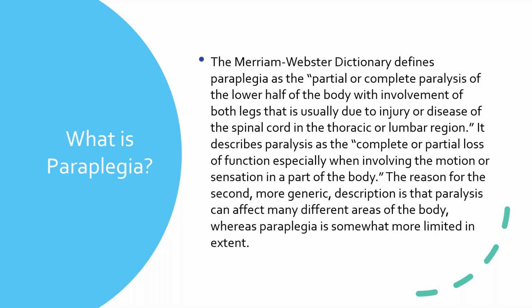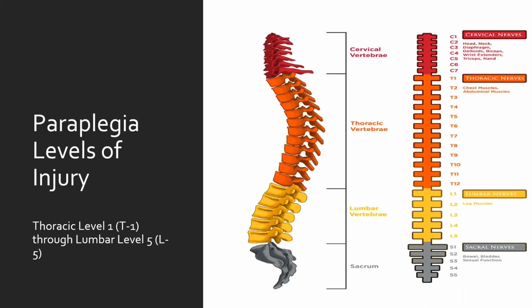The reason for the second, more generic description is that paralysis can affect many different areas of the body, whereas paraplegia is somewhat limited. So here we have your paraplegia by the levels: thoracic level T1 through lumbar level 5, L5. As you can see, I have the entire spinal cord, and you can see how vast it is and how much it covers if you're a paraplegic in those areas.